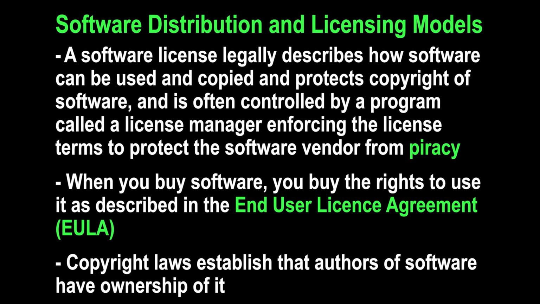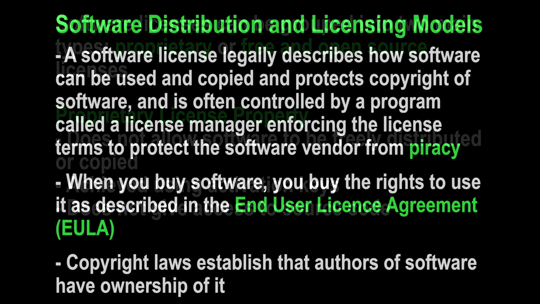Software distribution and licensing models. A software license legally describes how software can be used and copied, and protects copyright of software, and is often controlled by a program called a license manager, enforcing the license terms to protect the software vendor from piracy. When you buy software, you buy the rights to use it as described in the EULA. Copyright laws establish that authors of software have ownership of it.